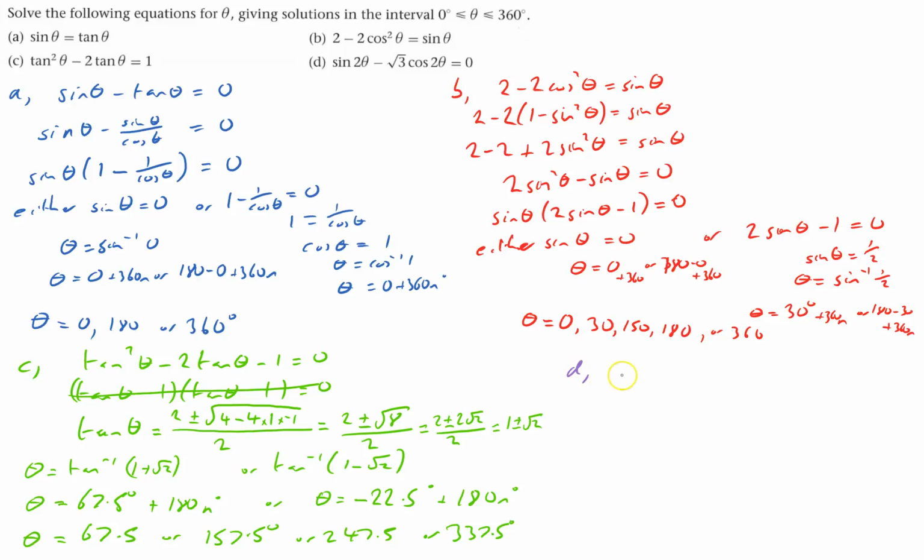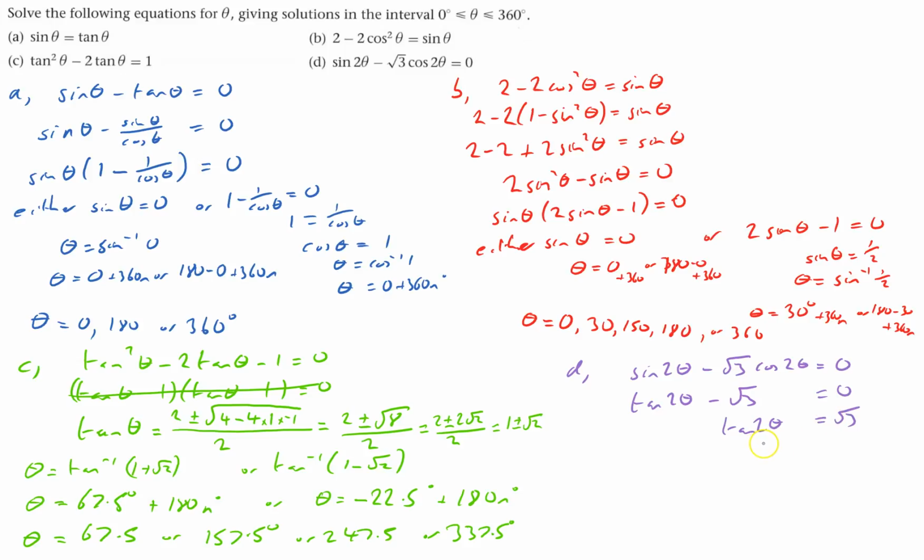And finally we're going to go to purple and see if we've got enough room to do this last one, D. I've got sine 2 theta minus root 3 cos 2 theta equals 0. So what I'm going to do here, I've got to link them together. If I divide by cos 2 theta, then I'll get tan. So I'm going to divide everything through by cos 2 theta, and sine 2 theta over cos 2 theta is tan 2 theta, minus root 3, because cos 2 theta divided by cos 2 theta is 1, equals 0. So tan 2 theta equals root 3.